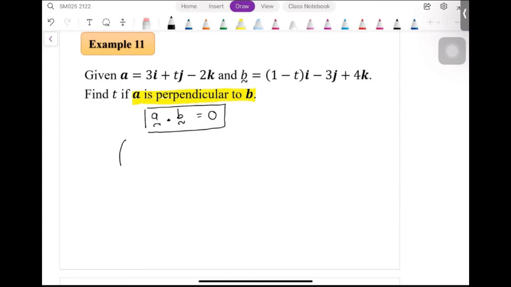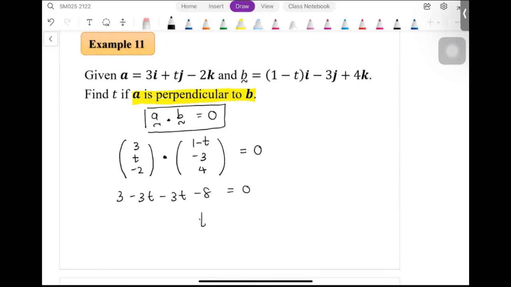So vector A, I transform into a column vector. We get 3, t, negative 2, dot with vector B, we would have 1 minus t, negative 3, 4, equal to 0. So expand this up, we get 3 minus 3t minus 3t minus 8 equal to 0. And simplify this up, finally our t would be negative 5 over 6.